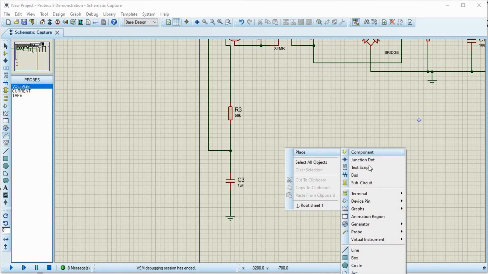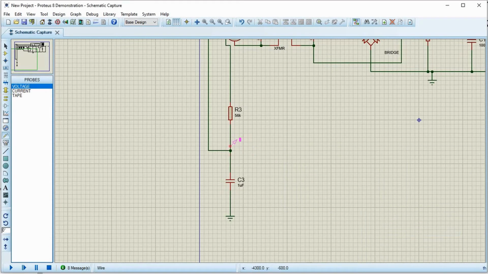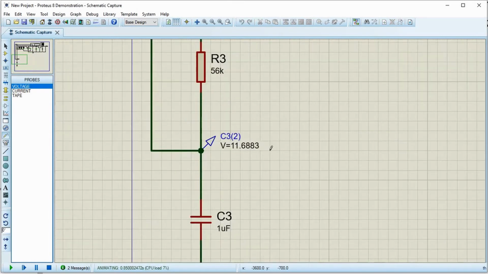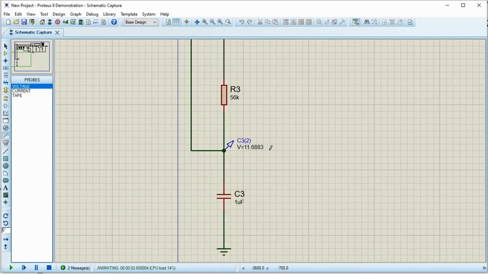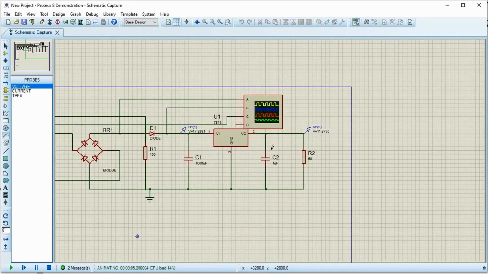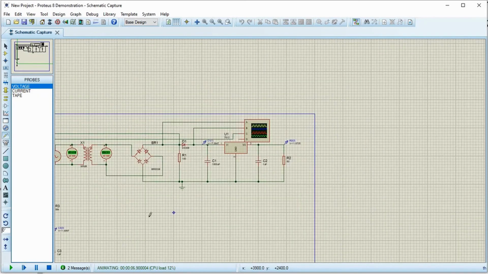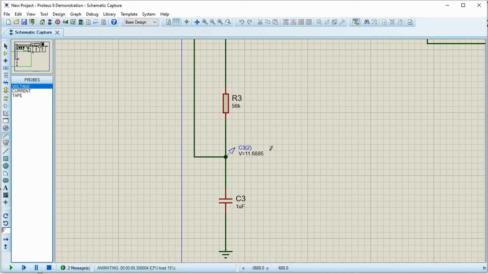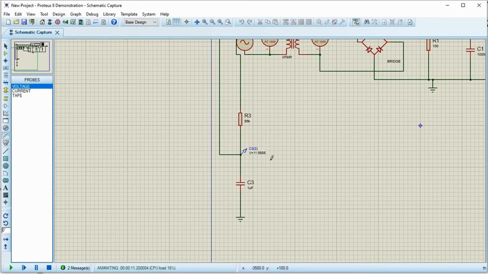Let me put a voltage probe here and see what is the DC voltage. So it is around 11.6 volts. So my op amp or the comparator which I am going to use will be working at the supply voltage, that is 12 volts, and this is just too close to that voltage. So once I increase the voltage, I think now the voltage is set to around 220 volts. This will go above 12.